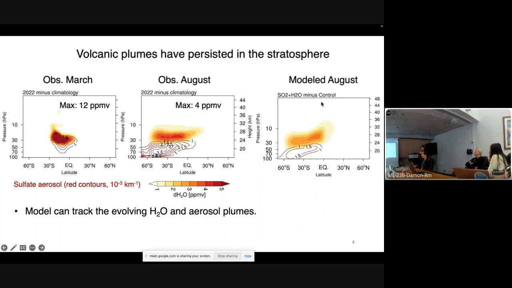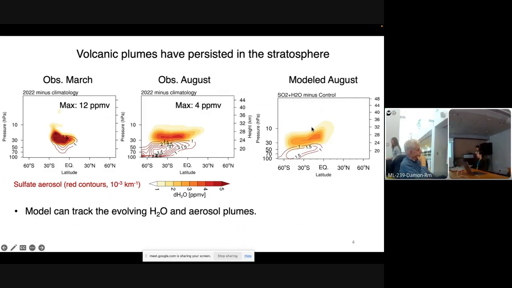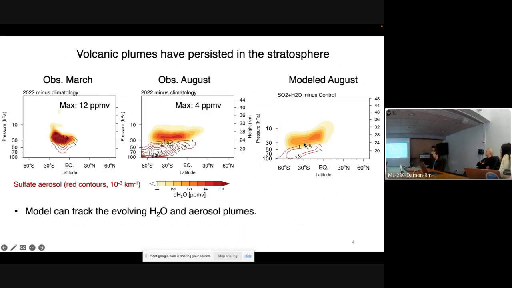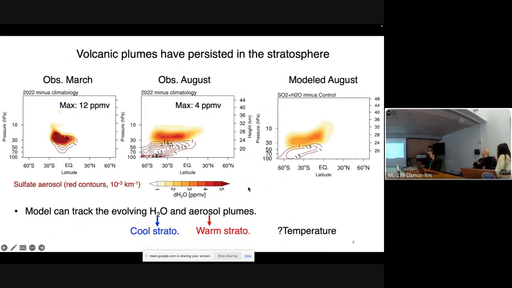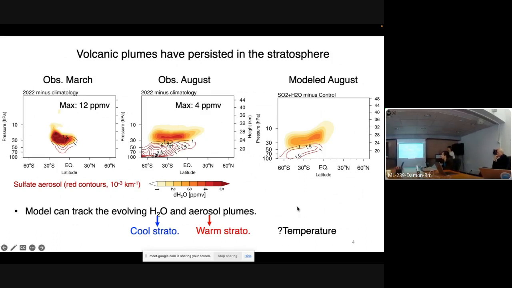And now is our model simulation of the volcanic plumes for the same months. You can see that overall our model can capture these evolving volcanic plumes quite well. We also know that the water vapor plume has radiative forcing in the stratosphere and tends to cool it, but the sulfate aerosol plume is going to warm up the surrounding air. So how do these combined effects change the temperature in the stratosphere?